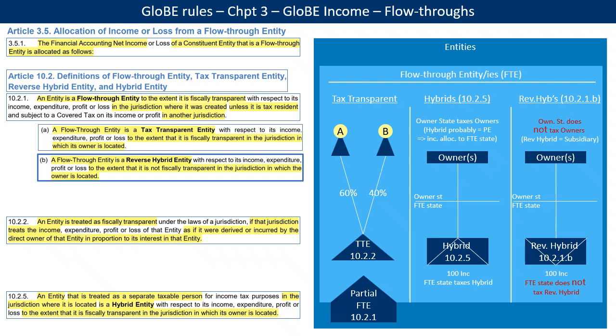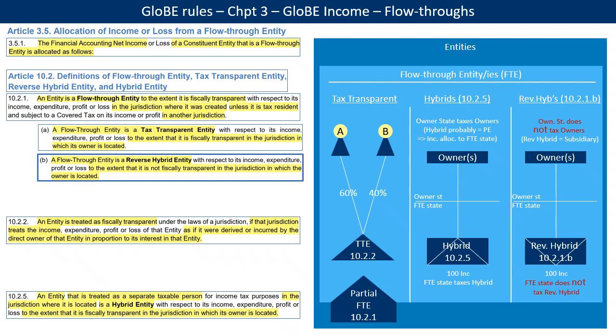So if we look at the far right of the graphic, you can see the arrow in the bottom entity is now pointing downwards, which means that the flow-through entity sees the reverse hybrid as a nothing, a flow-through entity. So it will not tax the income of that flow-through entity. The 100 will simply be allocated to the owners, and unless the owners are deemed to have a PE in the flow-through entity state, they will not pay tax in the flow-through entity state.